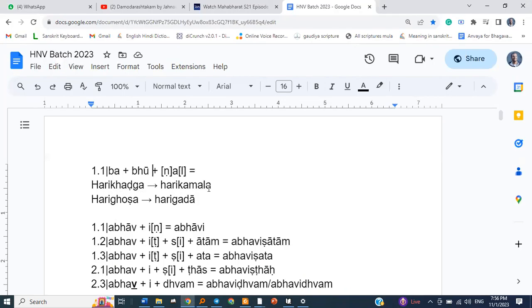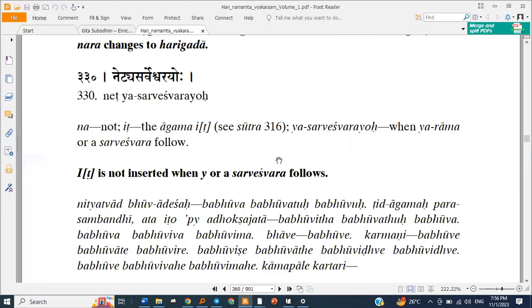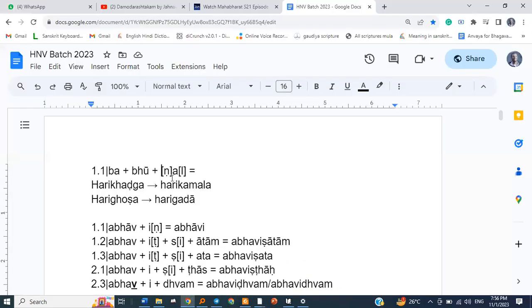So there was one sutra before it, Ram Dhatuke. When a Ram Dhatuka pratyaya is following, it is inserted. So null is a Ram Dhatuka. So ideally it should be inserted. But here is a prohibition sutra which says Netya Sarveshwarayo. It is not inserted when ya, any Sarveshwara, or anything beginning with ya follows, or if there is any pratyaya beginning with Sarveshwara following. So in such scenario, it is not inserted. So here null begins with the Sarveshwara, so it is not inserted.